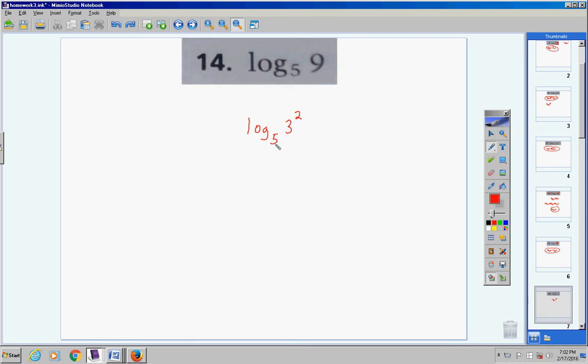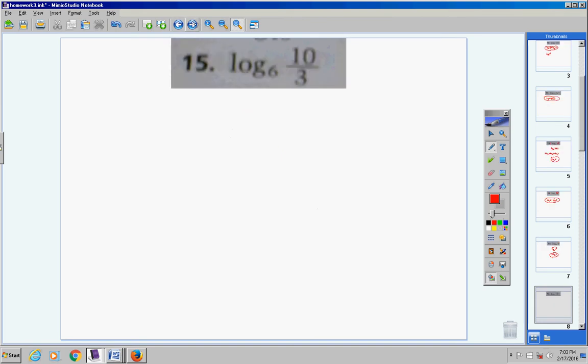Anyways, that's fine. I would not give you one like this on a test or a quiz, but rewrite the 9 so it's 3 squared. And then pick up the 2 and move it right there and you're finished. 2 logarithm base 5 of 3. And that is the answer they have in my answer key. Okay, moving on to number 15.